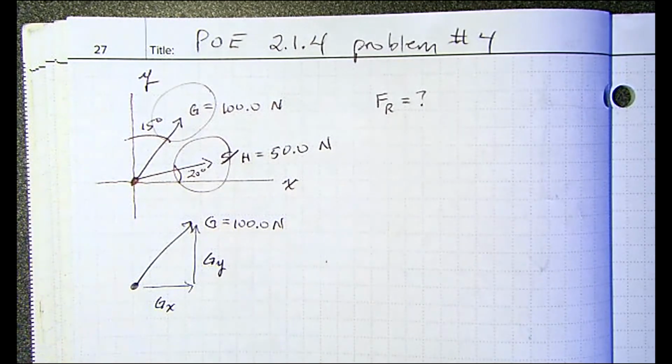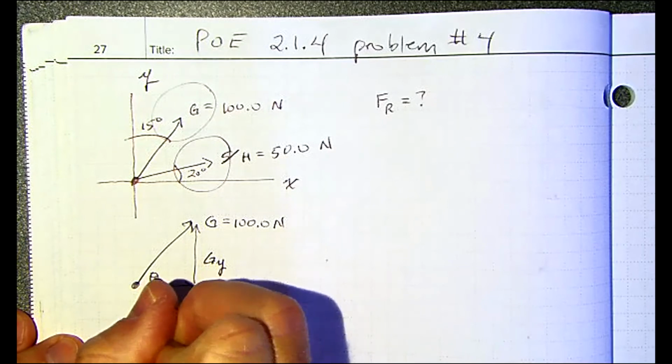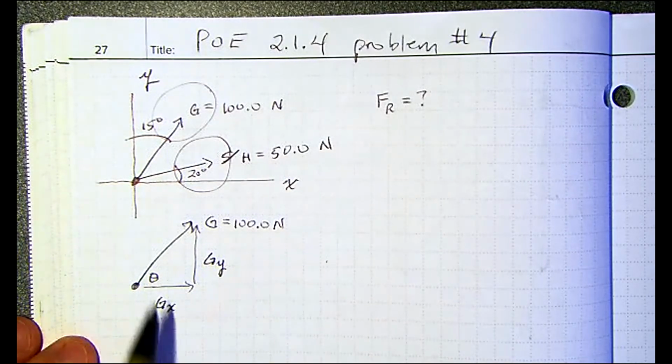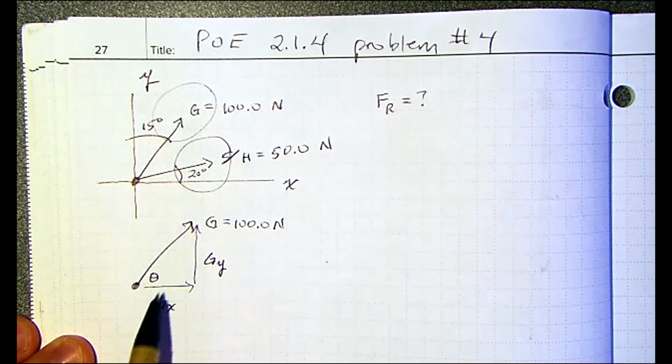G sub X and the G sub Y, enclosing in that fashion means that I need the angle theta right there. And the angle theta right there is not what was given. The angle that was given was 15 degrees. And I hope you can see that that angle theta, which I've labeled, is not 15 degrees.